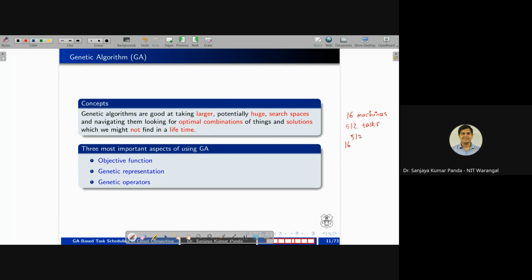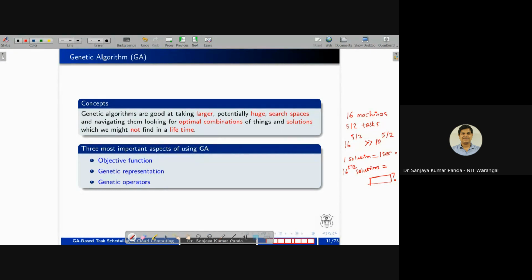If you type 16 to the power 512 in your calculator, you will not get the value. Sometimes it shows infinity, because 16 to the power 512 is much greater than 10 to the power 512, and 10 to the power 512 is 1 followed by 512 zeros. So these many solutions you have to check in order to find the optimum solution. It is not practically feasible, because if one solution takes 1 second, imagine 16 to the power 512 solutions. If I check how much time is required, you will find you will not get a solution in your lifetime. So in that particular case, you can apply the genetic algorithm.